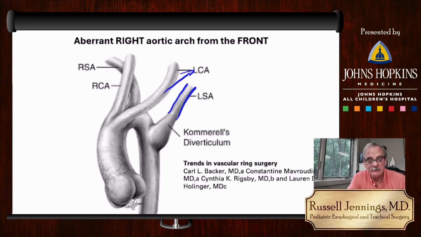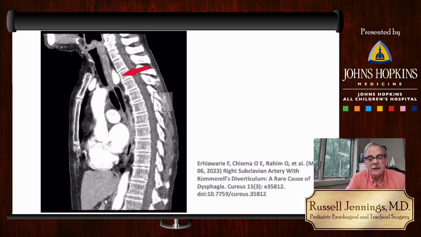And this is the diverticulum of Kommerell coming off of the aorta. Right here is the descending aorta and the arch right here. Here you can see a right aortic arch with an aberrant left subclavian artery with the diverticulum of Kommerell, and we can see the effects of that diverticulum.